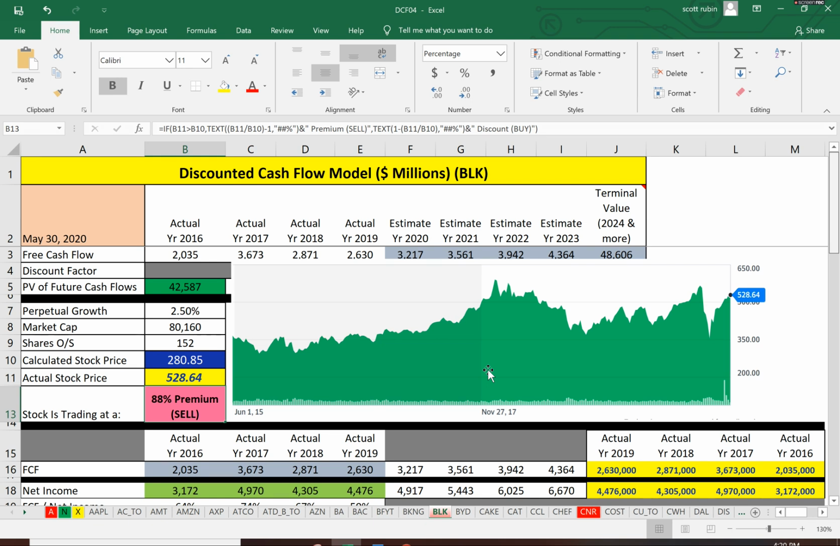Now, if you ever do some research, you'll find some analysts saying BlackRock's a buy. You'll find other analysts saying Blackrock's a sell, but each analyst uses their own model and their own assumptions, but you never actually see their model.